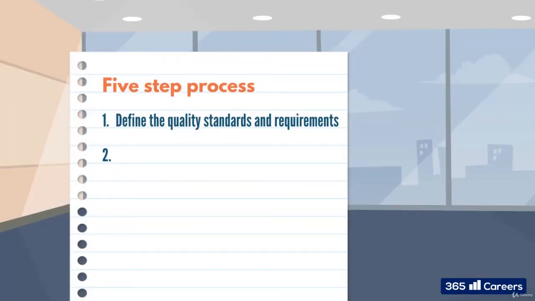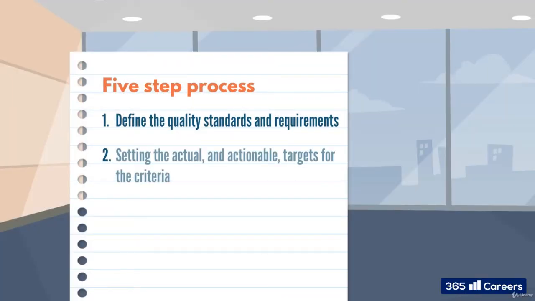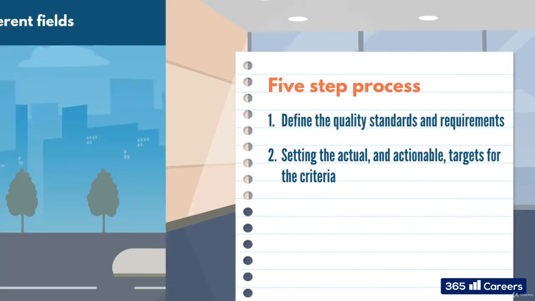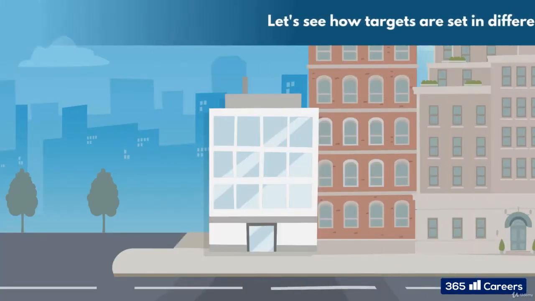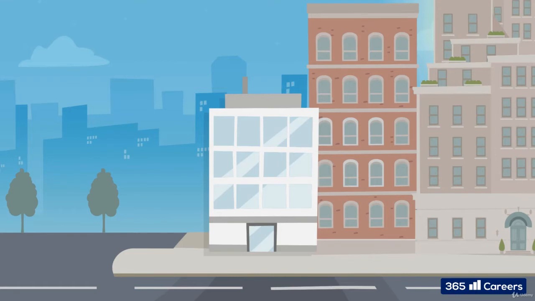The second part of the process focuses on setting the actual and actionable targets for the criteria identified during step 1. Let's have a look at a few different fields and see how targets are set. Field number 1, construction. As you can imagine, most of the numerous quality standards are set by regulation and therefore require special expertise to be properly managed.